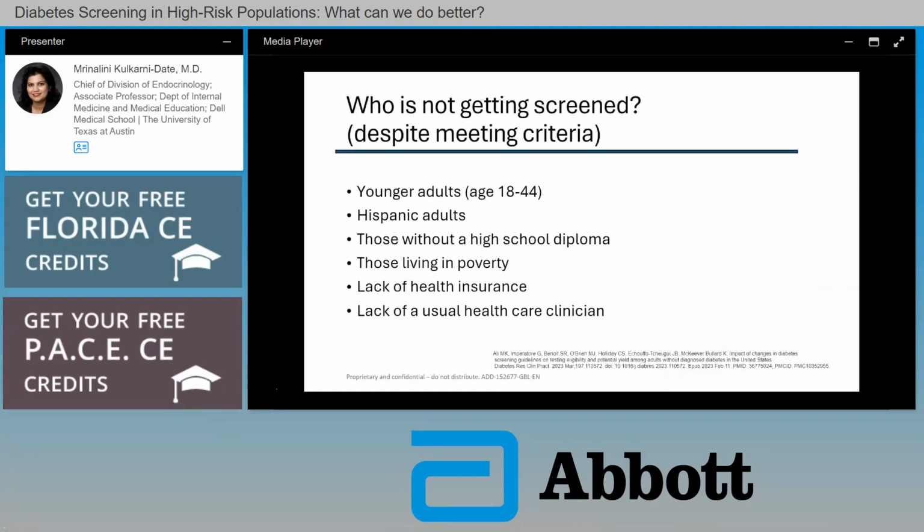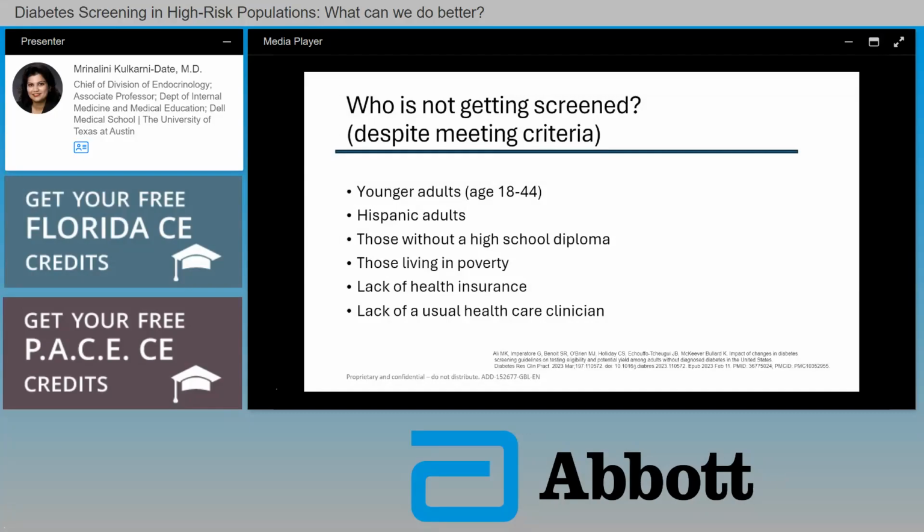So who are we not screening? We know we have this very large population of adults now that need screening. We're missing out on younger adults, age 18 to 44. Studies have shown that Hispanic adults are not getting screened adequately. We know education makes a difference. So particularly those without a high school diploma are not getting screened.